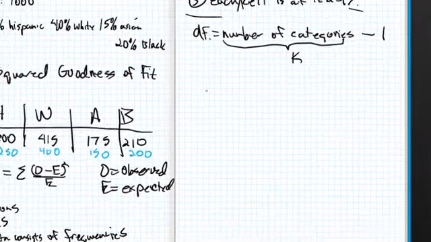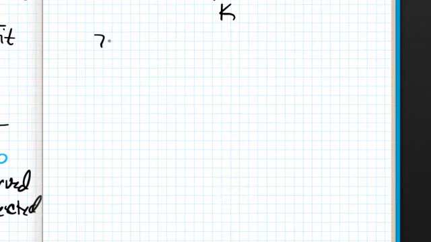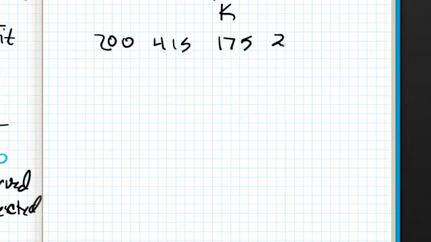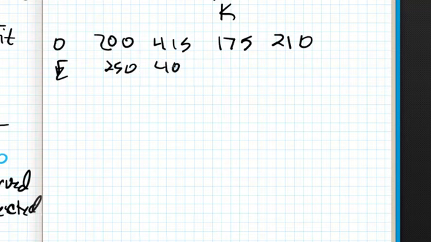Now, watch how this works. All I'm going to do is rewrite my table. So I'm going to go 200, 415, 175, and you don't have to do it this way. This is just, for me, the easiest way. So these are my observed. Then I'm going to do my expected, and this is 250, 400, 150, and 200.